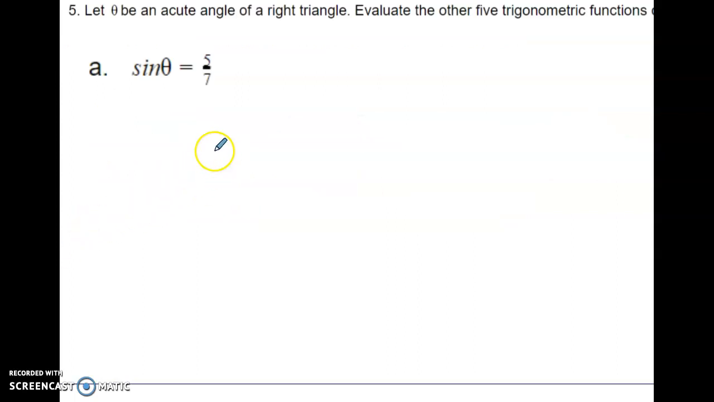Number 5, we're going to let theta be the acute angle of a triangle. Again, I'm going to draw in my triangle so that I can have that picture to look at. That really helps me. So the sine of theta is opposite over the hypotenuse. So I know that side is 5 and that side is 7. And then if I do the Pythagorean theorem, I find out that this side is the 2 square roots of 6. So you go 49 minus 25, take the square root of it, is the square root of 24, which reduces to 2 square roots of 6.